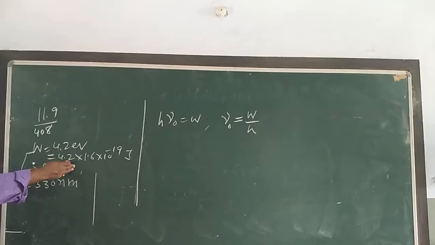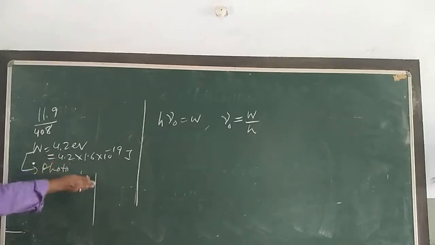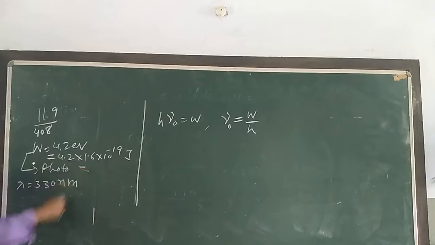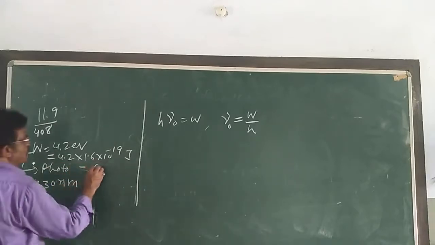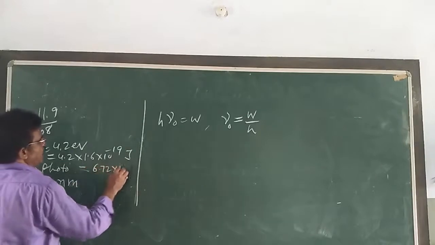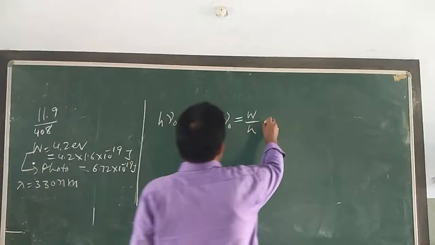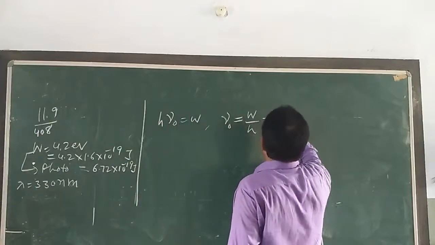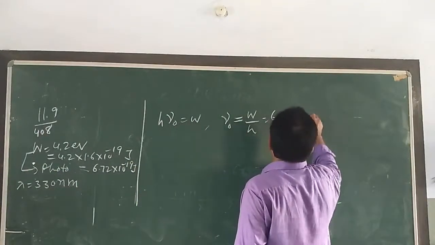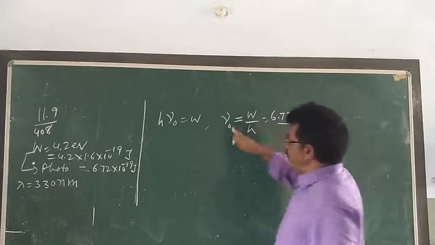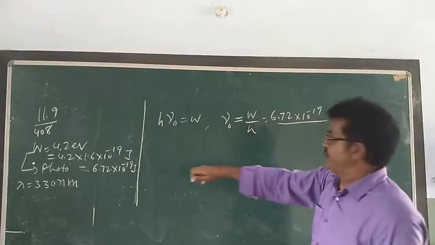4.12 into 10 raised to power... Multiply these two, and you will get the value here: 6.72 into 10 raised to power minus 19 joule. Put this value here, 6.72 into 10 raised to power minus 19. This is the value of W from there.